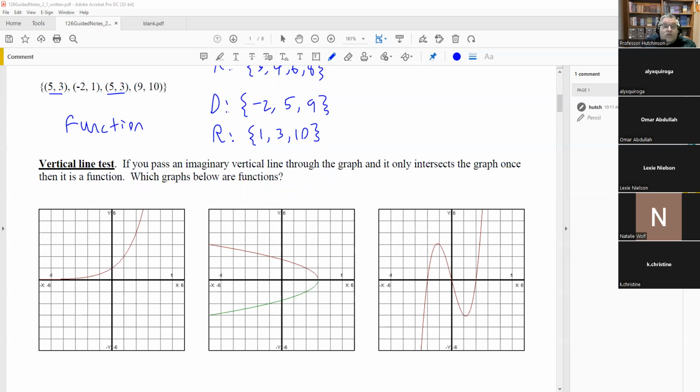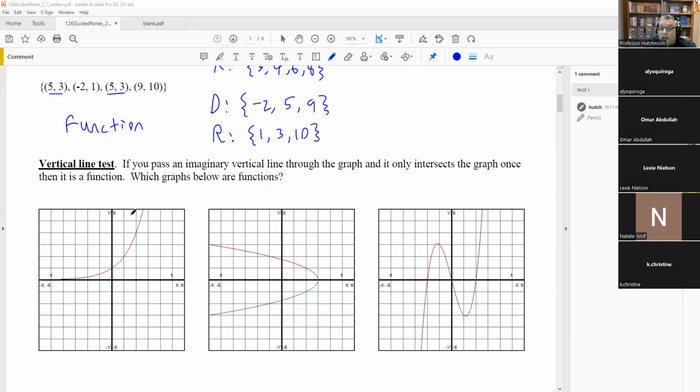Now, the reason why this actually works is because a vertical line represents one x value. So if you hit the graph more than once at that x value, that's telling you that for that particular x value, you're getting more than one y value, and that means it's not a function. A function can only have one input, one output, one x value, and one y value only. So let's do the vertical line test for each of these right here.